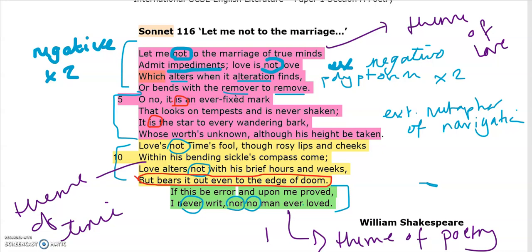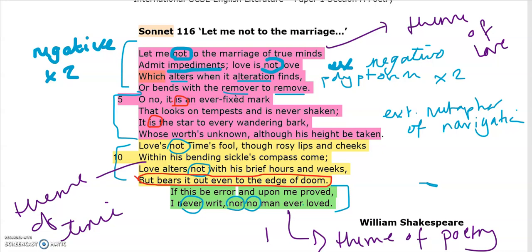And then we get another positive statement at the end of stanza three, but bears it out even to the edge of doom. So this is a positive statement about the longevity of love, about how it can last and be strong and conquer all odds. And obviously we end with a couplet, which, like I said, is a metatextual reference. So he's talking about poetry itself.